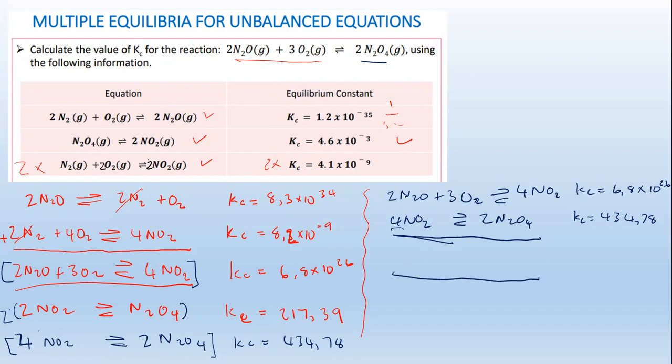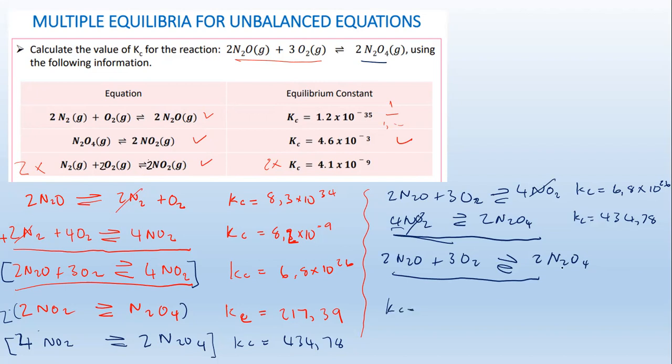When we add them together, we have 4NO2 and 4NO2, so this is going to cancel with this, and therefore nothing else cancels, we just add. So this is going to be 2N2O plus 3O2, and therefore this is going to give us 2N2O4. Now, how do we determine the Kc? I don't have enough space over there. I'll just utilize this part.